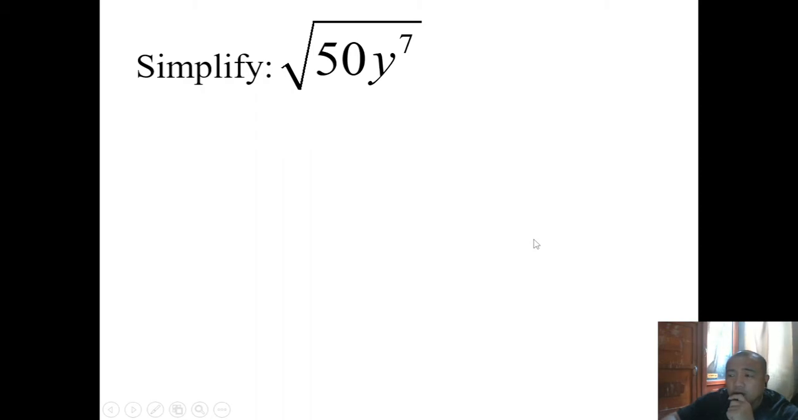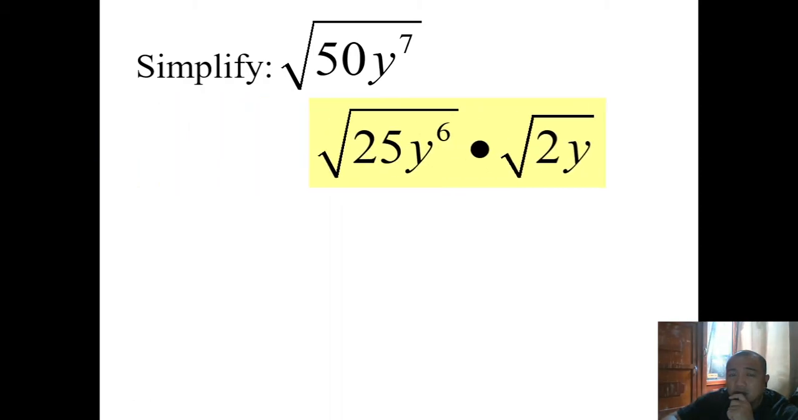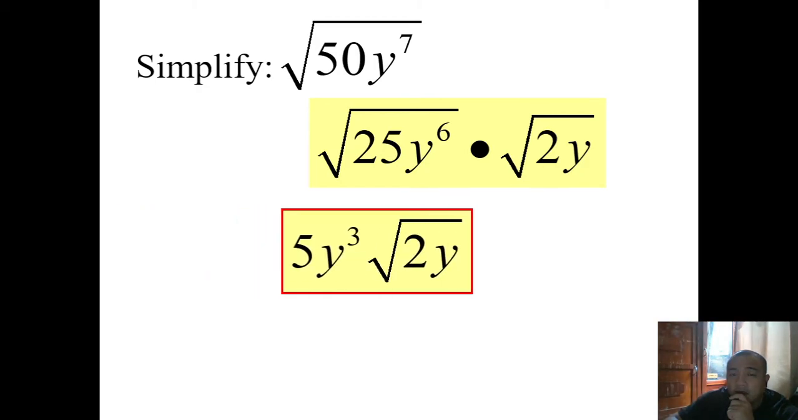How about square root of 50y to the 7th power? Since 7 is odd, we're going to factor this as y to the 6 and y. Also with 50, we're going to factor this as 25 and 2, so that one of the factors is a perfect square, which is 25. If you get the square root of 25, that's 5. So the answer is 5y cubed square root of 2y. Diba? 5y cubed square root of 2y.